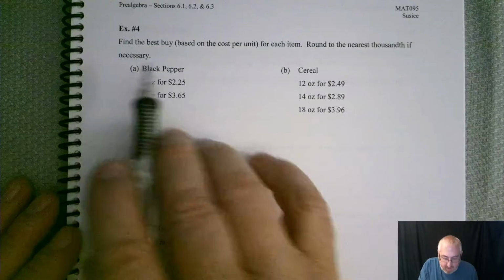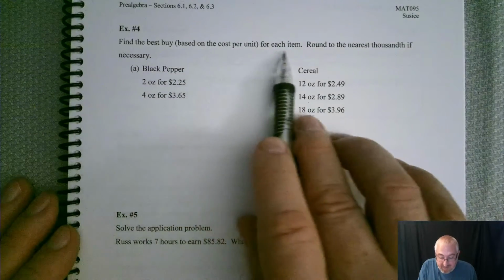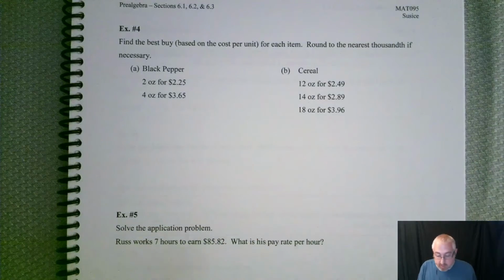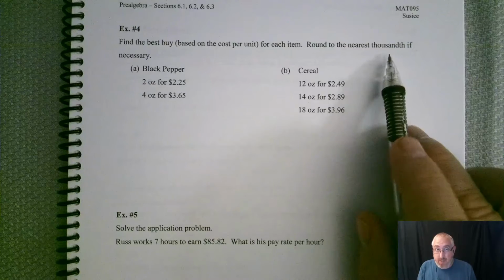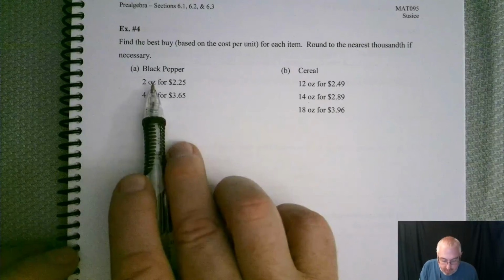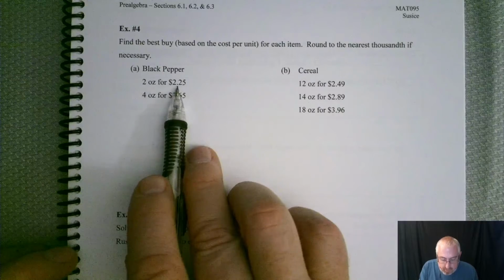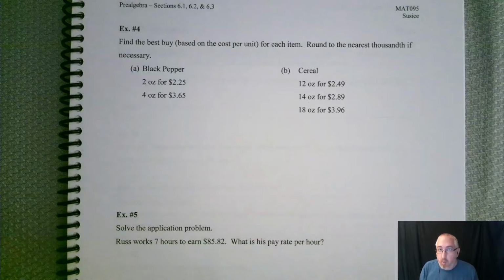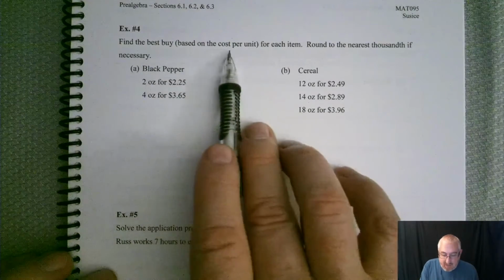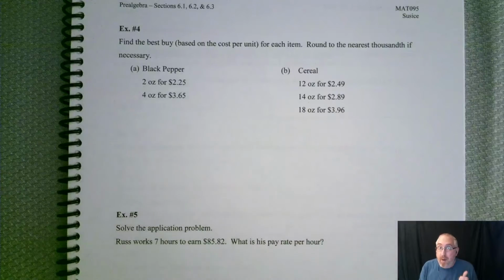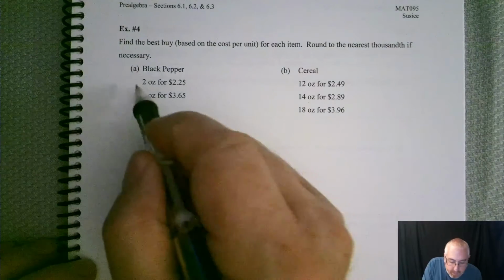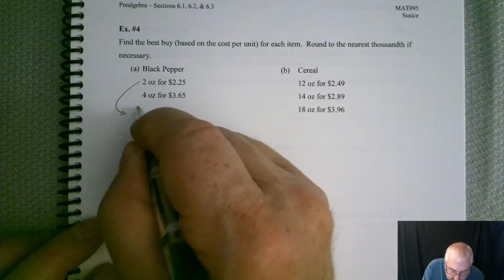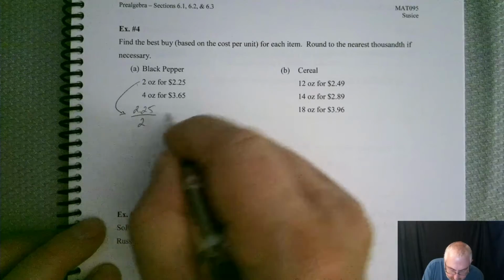All right. Find the best buy based on the cost per unit for each item, round to the nearest thousandth if necessary. Okay, so remember, thousandth is 3 decimal places. So we're comparing 2 ounces of black pepper for $2.25 to 4 ounces of black pepper for $3.65. So which is the better buy? They're saying based off the cost per unit or the unit price. So if we found the unit price in each of these cases, we should be able to see which one's cheaper. So remember, money on top, quantity on the bottom.